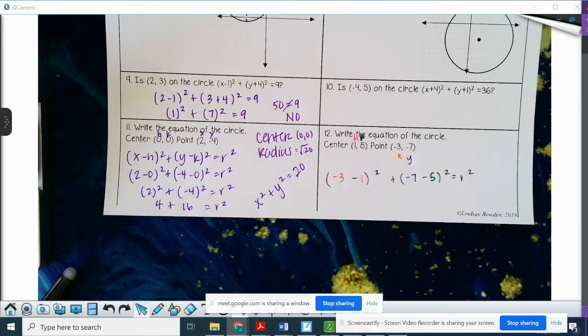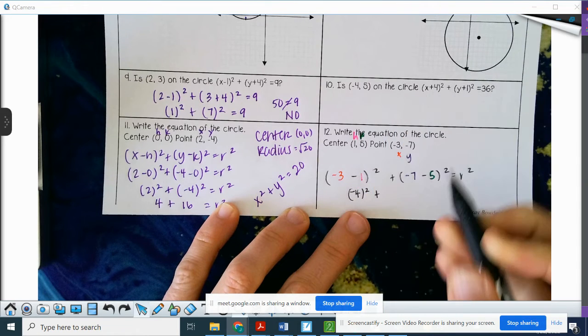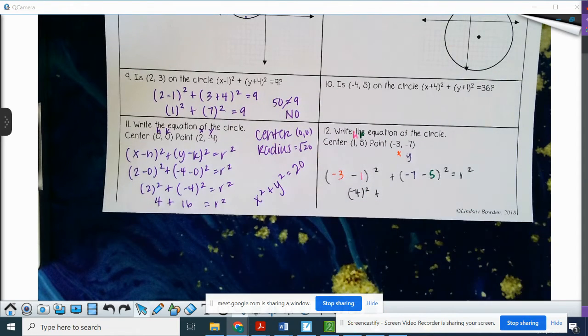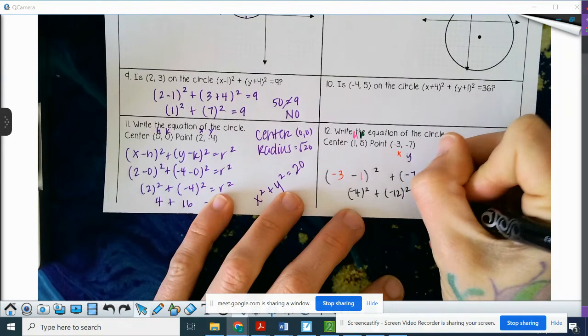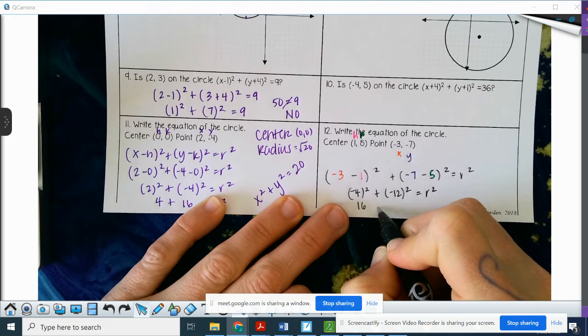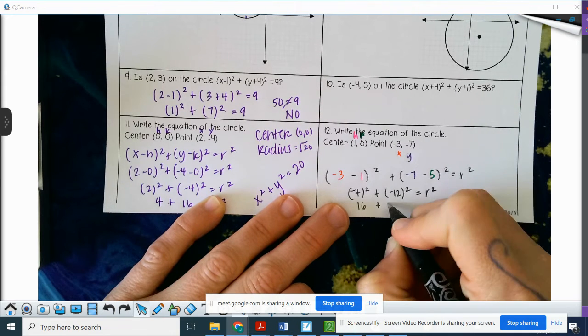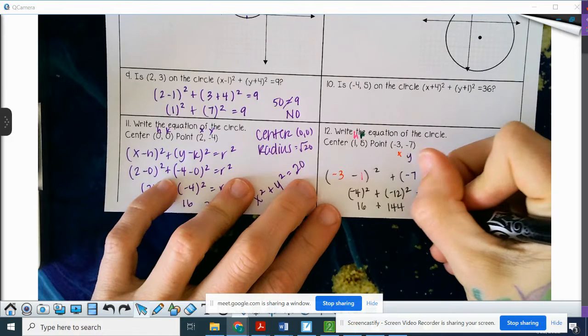So negative 3 minus 1 is going to be a negative 4 again, squared. Negative 7 minus 5 is going to give me a negative 12 squared equals radius squared. So negative 4 squared is going to be 16. Negative 12 squared is going to be 144. Negative times a negative gives us a positive. But again, if you don't type it in with parentheses in your calculator, it's going to tell you that it's a negative. So be very careful.